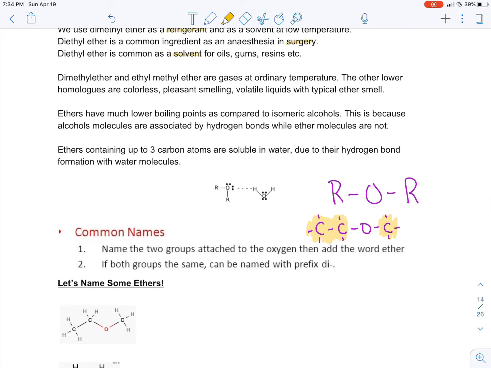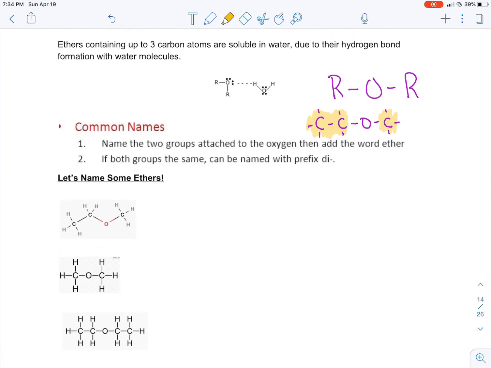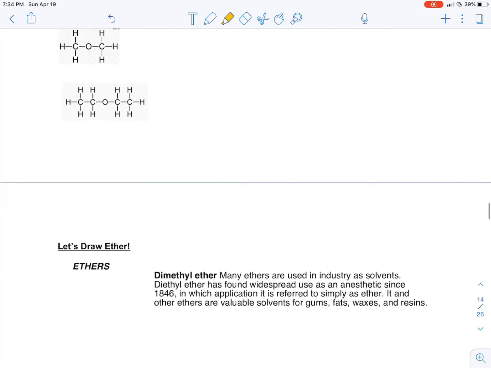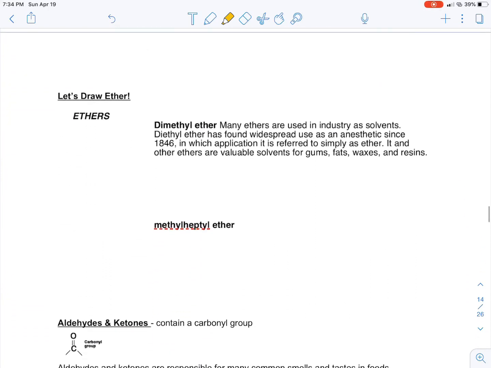Okay, so I pretty much showed you how to name those, so I think you should be able to name these 3. I have one drawn up there. So I'll let you do that and drawing them.